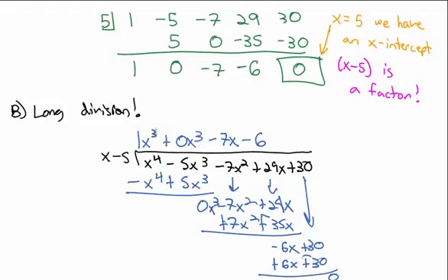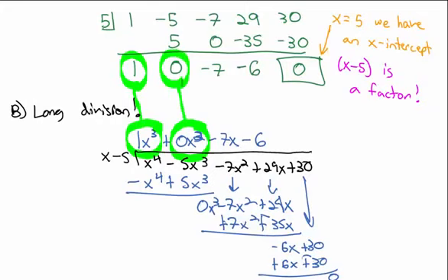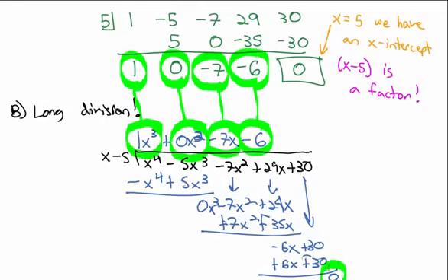So we've got our solution. But what's interesting to look at here is when we had 1x cubed, that corresponded with the 1 from the synthetic substitution. The 0x, that should have been squared. Boy, I really did this wrong. The 0x squared corresponds with the 0 in the synthetic substitution. The negative 7x corresponds with the negative 7 in the substitution. The negative 6 corresponds with the negative 6. And the remainder corresponds with the solution, or the remainder.